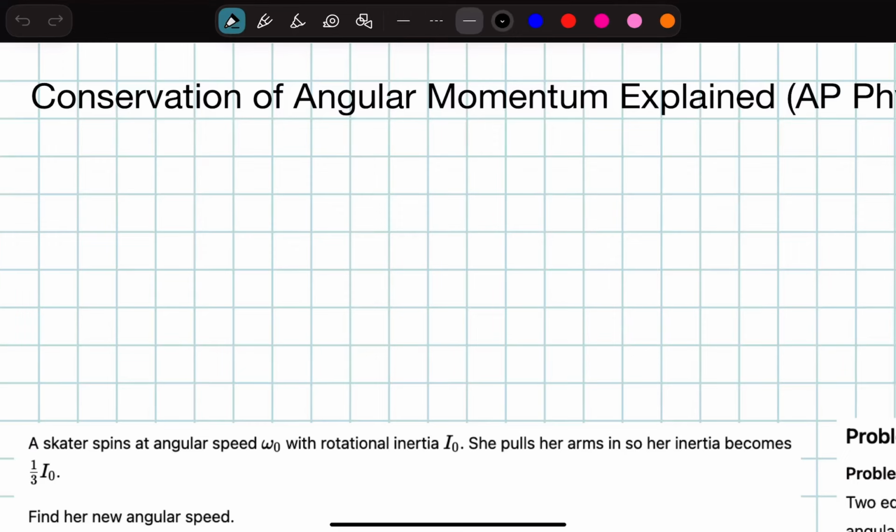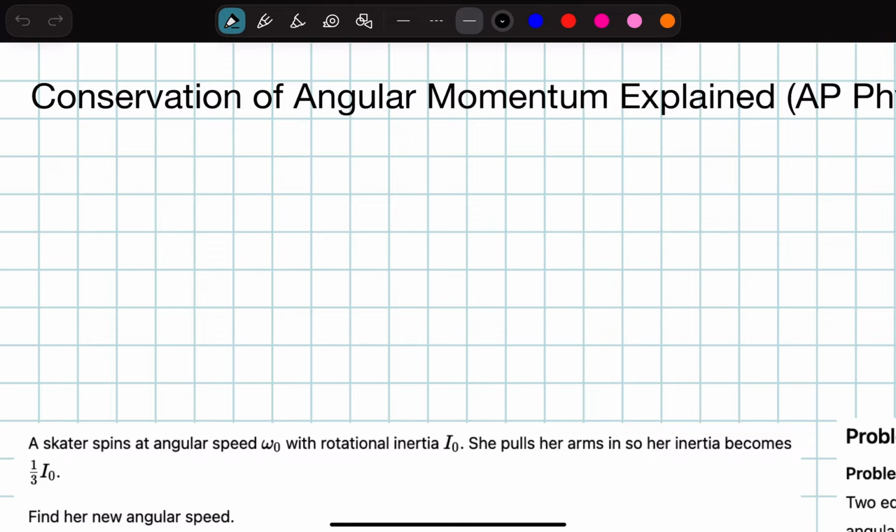In this video, we'll be focusing on conservation of angular momentum, one of the most powerful tools in physics. This concept explains why spinning systems speed up, slow down, or behave unexpectedly during collisions and shape changes. If you master this topic, many rotational problems become plug and play.